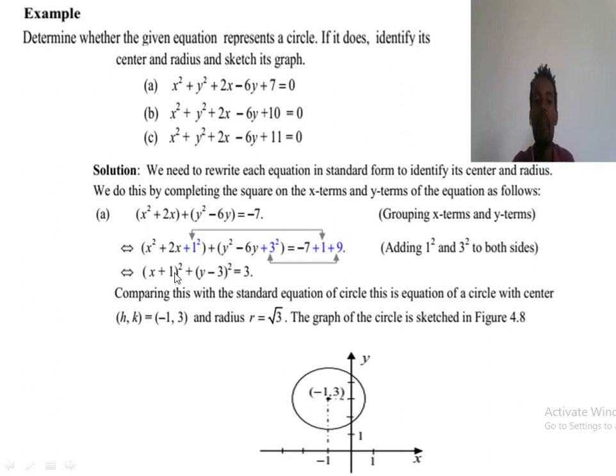Now ከዚህ ሴንተራችን ማን ነው? ይሄ ማለት x plus 1 whole square plus y minus 3 whole square is equal to square root of 3 whole square ማለት ነው. In other ways our center is here minus 1 comma 3 and our radius is square root of 3. And the graph of these equations is given like this because here we have our center is minus 1.